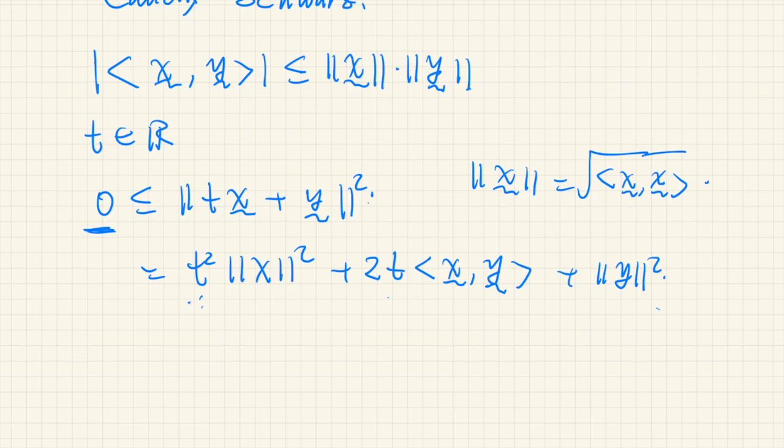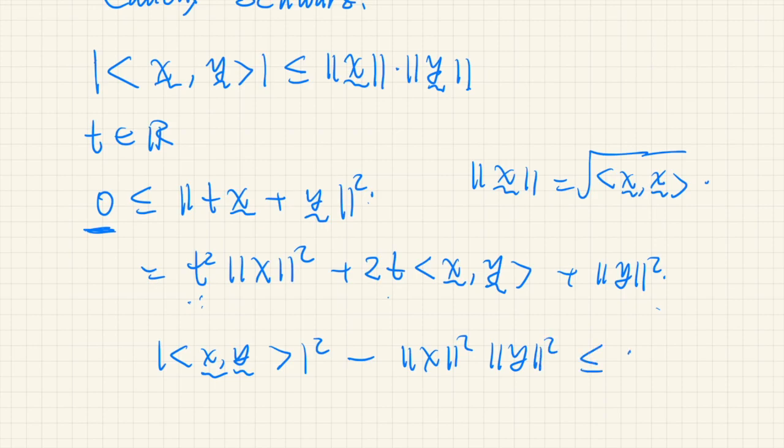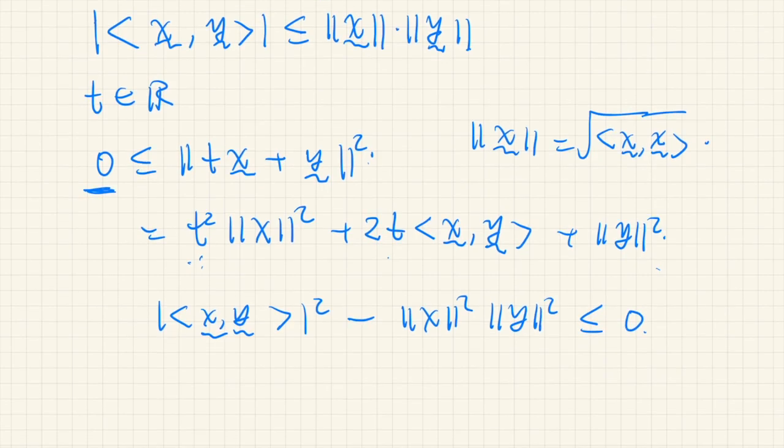So the discriminant is the inner product of x and y, squared, minus the norm of x squared times the norm of y squared. So this should be less than or equal to 0. So from this, it follows that the Cauchy-Schwarz inequality holds.